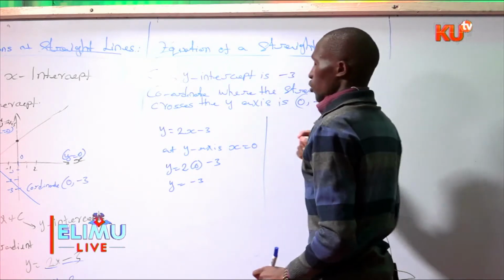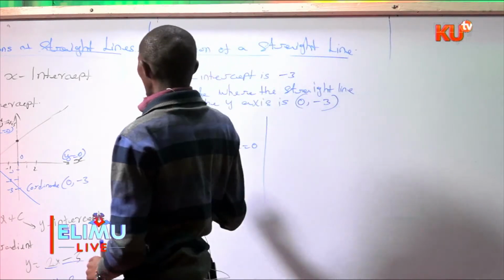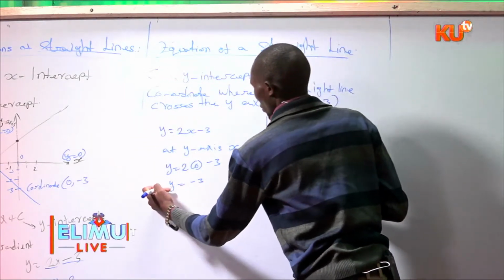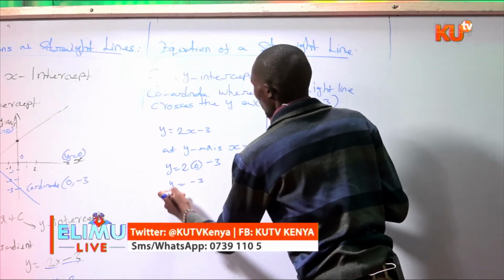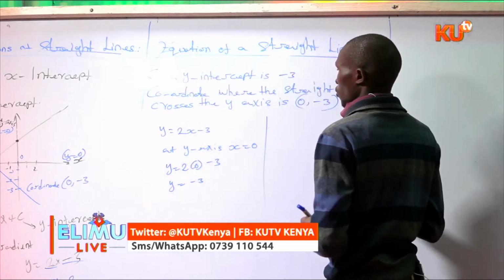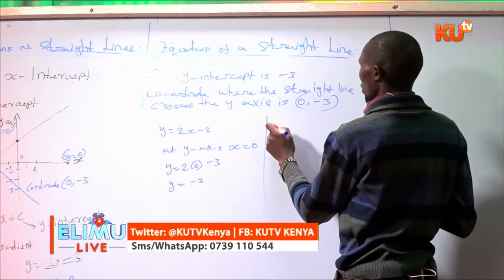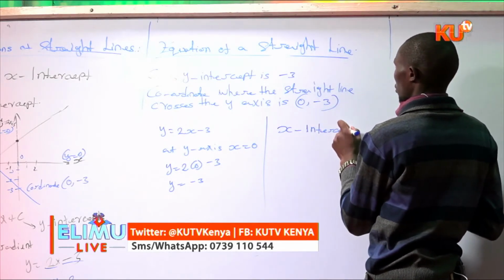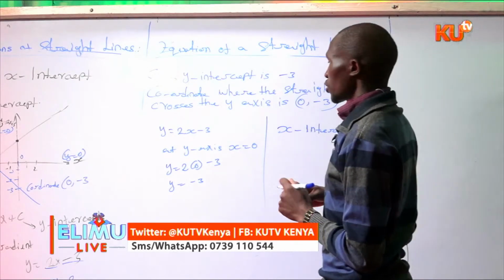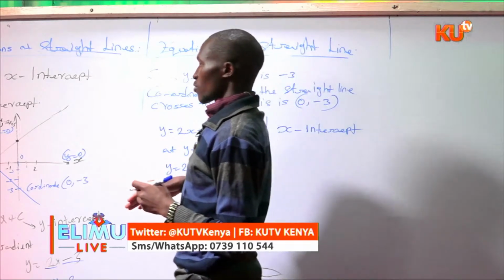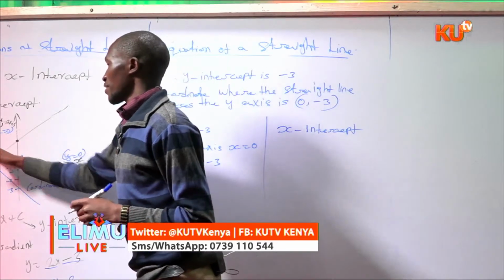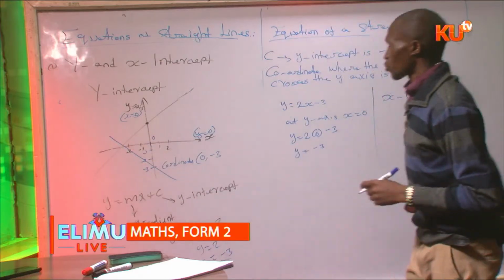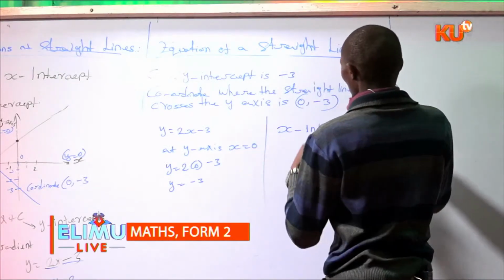Now, if you are asked for the x-intercept, so this is y equals -3. We have said that is the y-intercept. For the same equation, what is your x-intercept? The point at which your line passes through the x-axis. So your line passes through the x-axis at which point? We'll see. Yes? Let's find that.